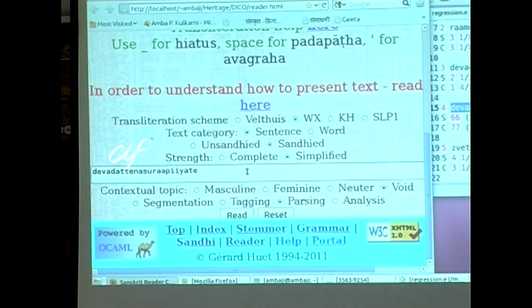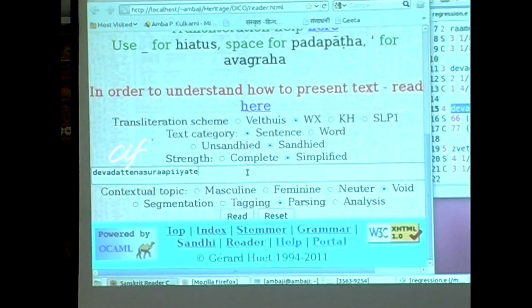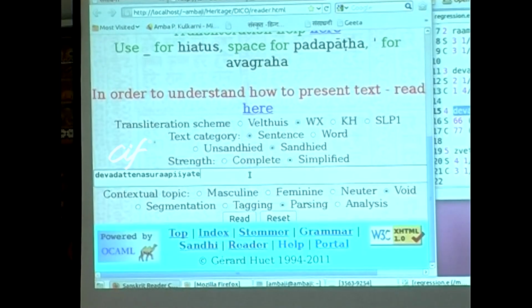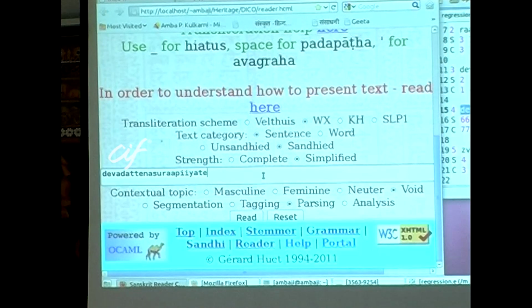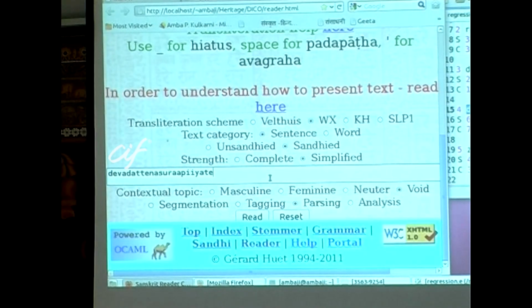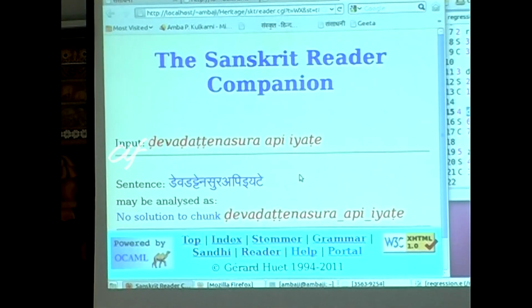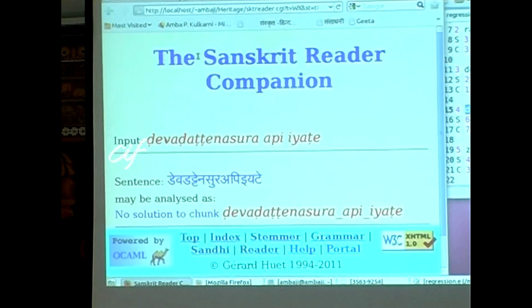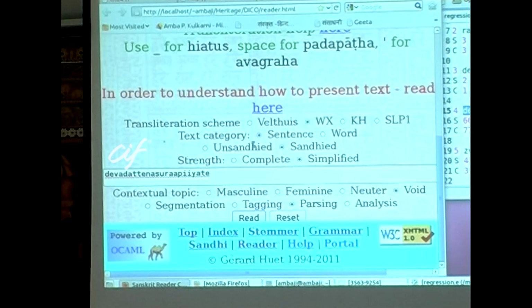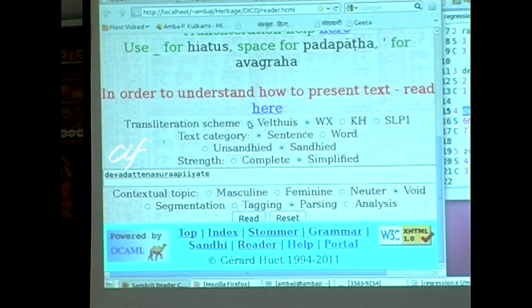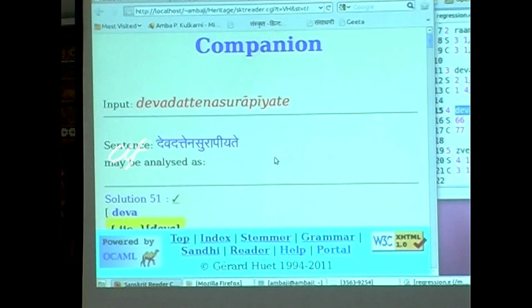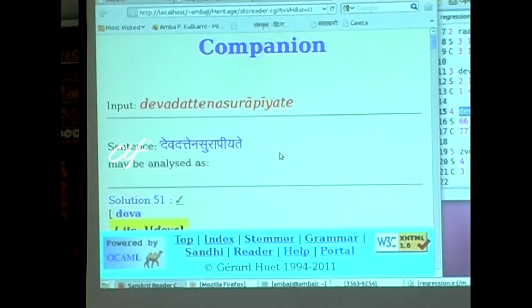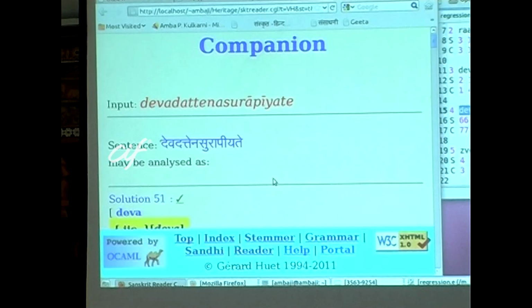Now I'm giving the same sentence but in the passive mode. How do you say that? Karmani prayoga. Okay? Devadatena sura piyate. Notation problem. So it is set for base by default. Yeah, so every setting is different, so I have to adjust.